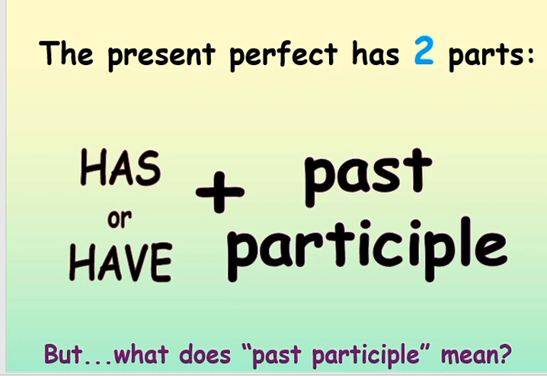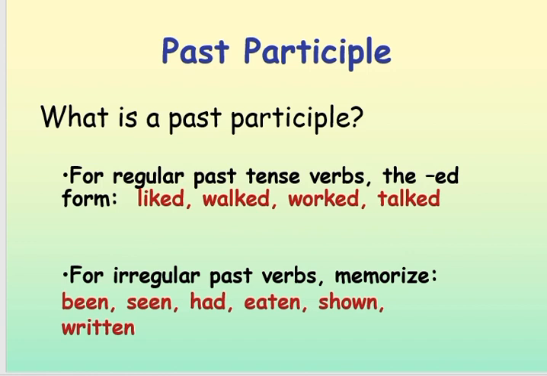Okay, but what does past participle mean? Past participle for regular past tense verbs is the ed form. For example, liked, walked, worked, talked. The past participle and the past form of the verb are the same for the regular verbs. Liked is a past participle, and also liked is the past form of a verb.